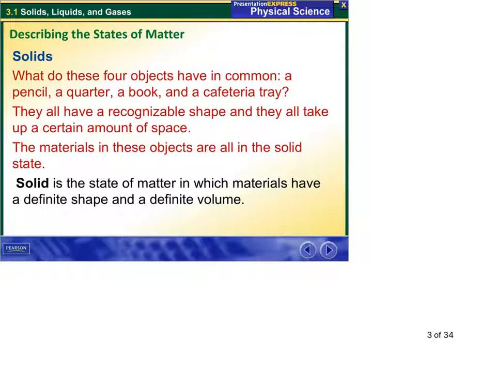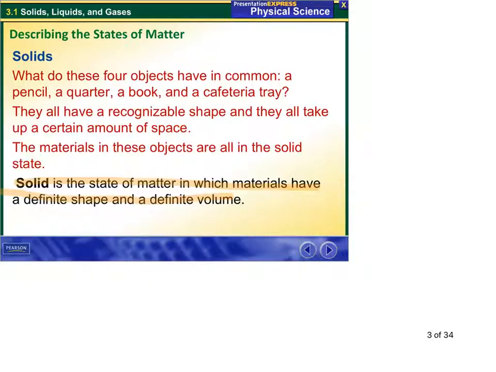And what do four objects have in common? A pencil, a quarter, a book, or a cafeteria tray. They'll have a recognizable shape. They'll take up a certain amount of space. These materials are all in the solid state. And we got a definition for solid. Solid is a state of matter in which materials have a definite shape and a definite volume.